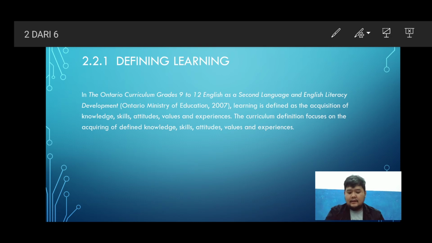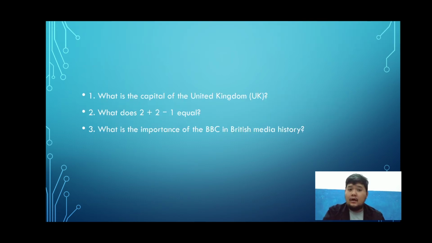And we consider three examples. First example, this is the kind of question that we usually ask the students. First question is, what is the capital of the United Kingdom? Second question is, what does 2 plus 2 minus 1 equal? And the third question is, what is the importance of the BBC in British media history?